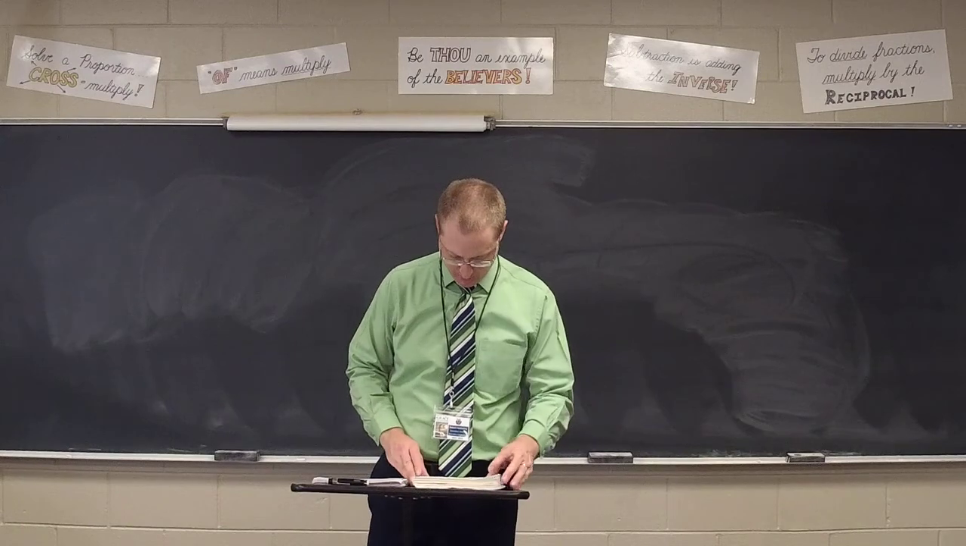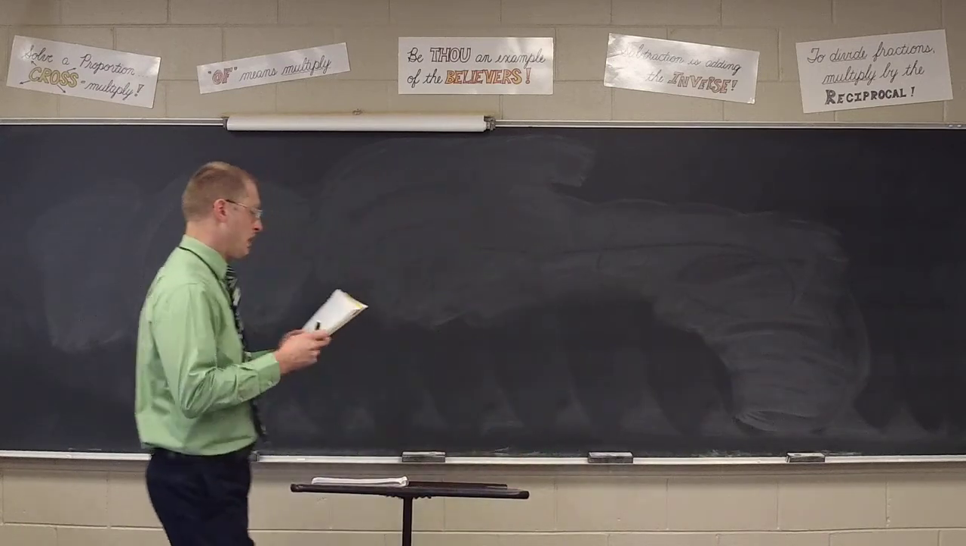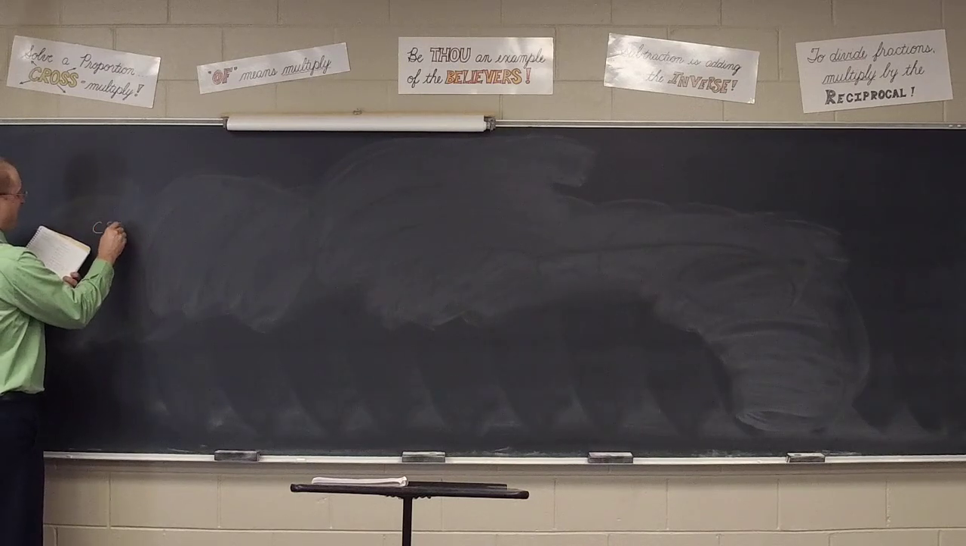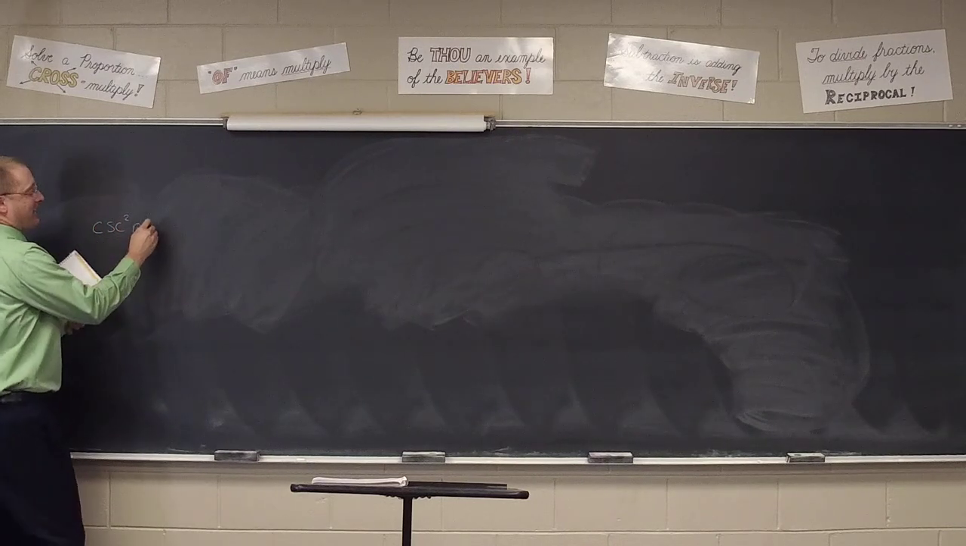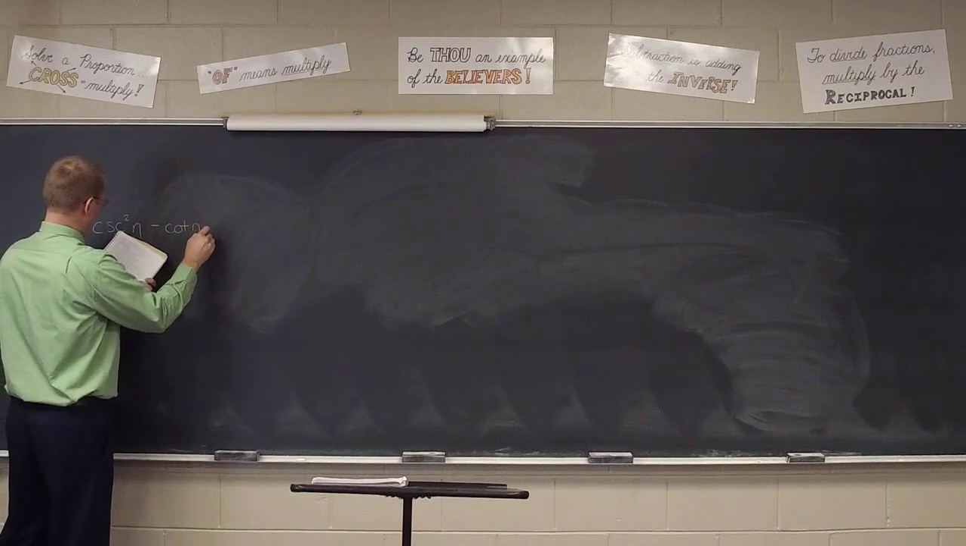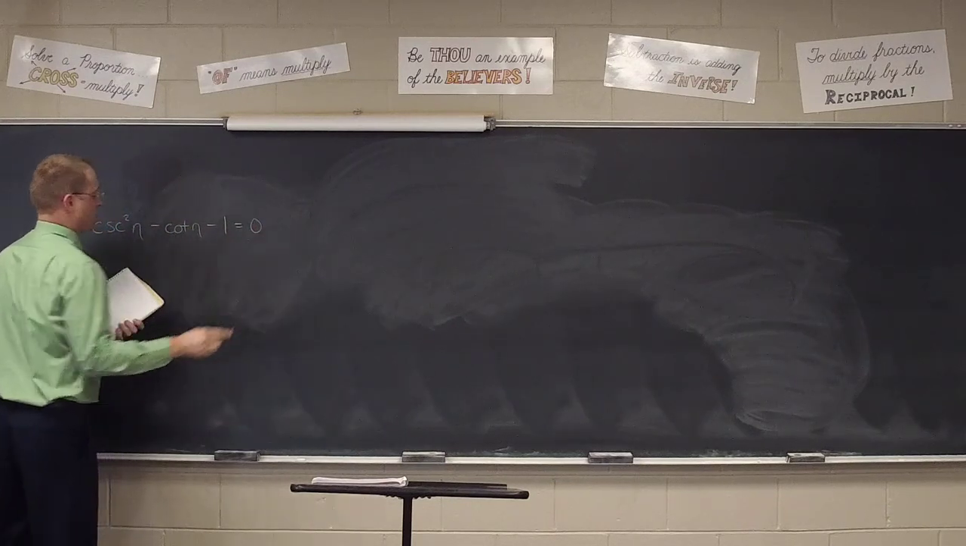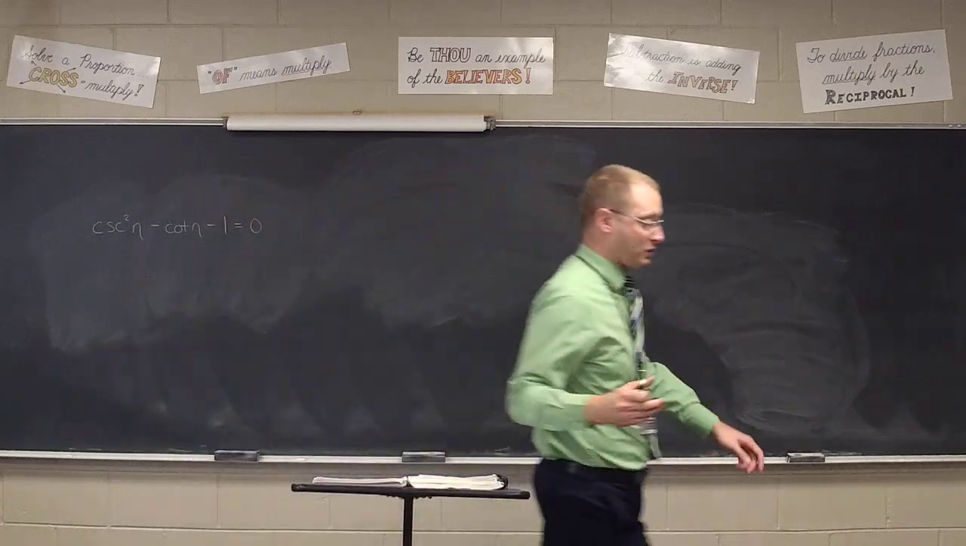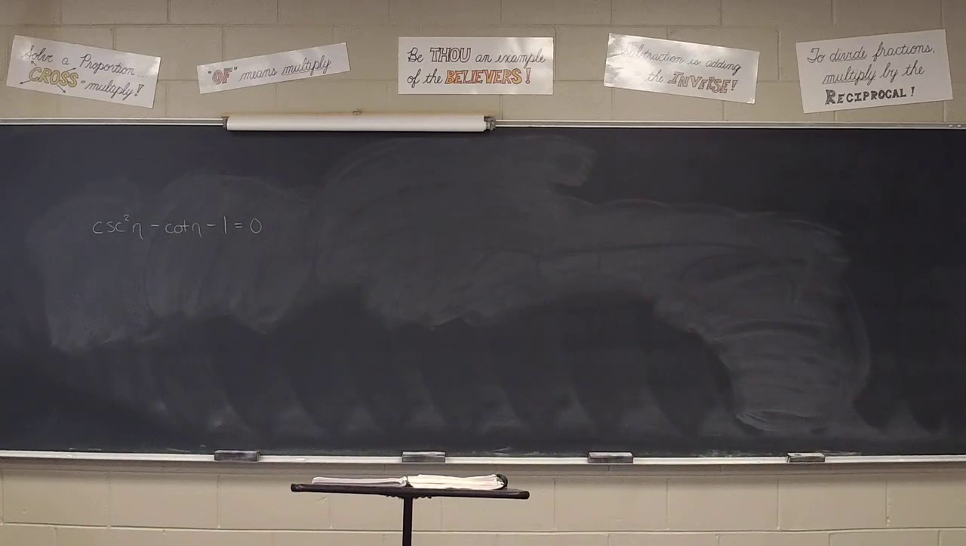Let's look at number 13 on page 141. And this one requires a little bit of creativity. We have the cosecant squared theta minus the cotangent theta minus 1 all equal to 0. Here, of course, we see multiple trig functions. So the strategy, class, would be to set it equal to 0 and factor. The problem is, it's already set equal to 0, but I can't really factor that.